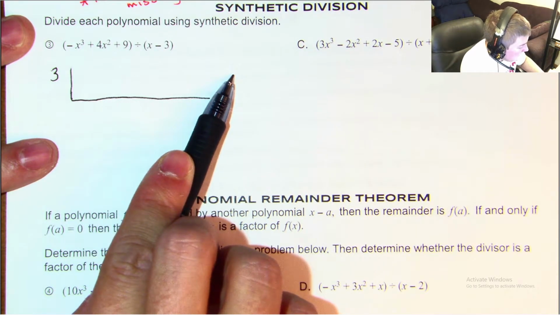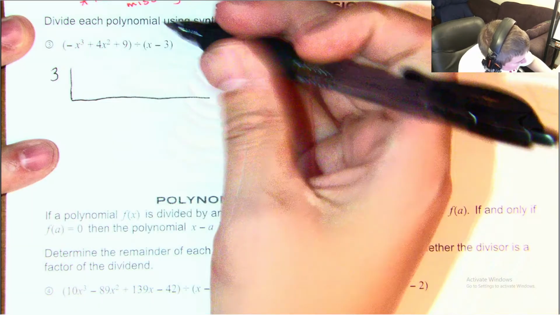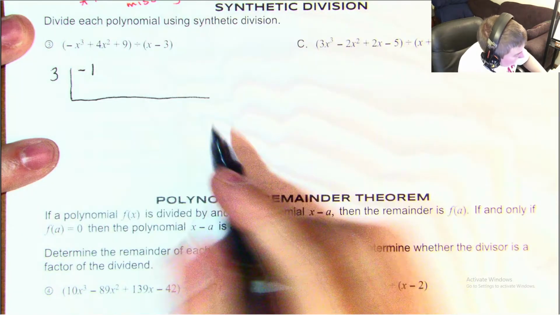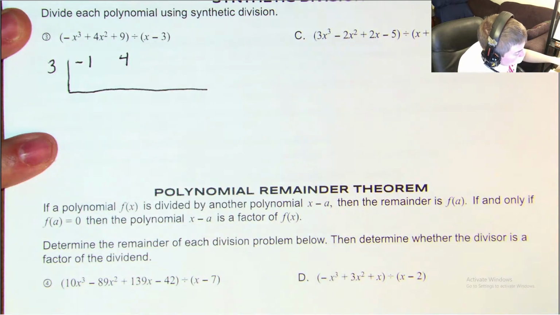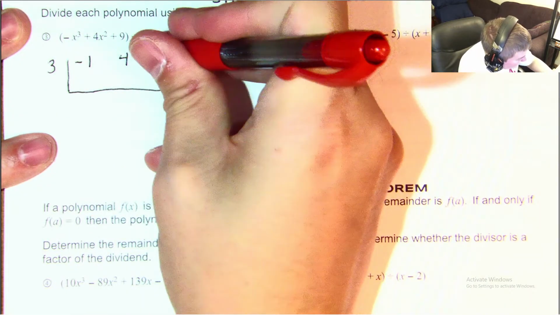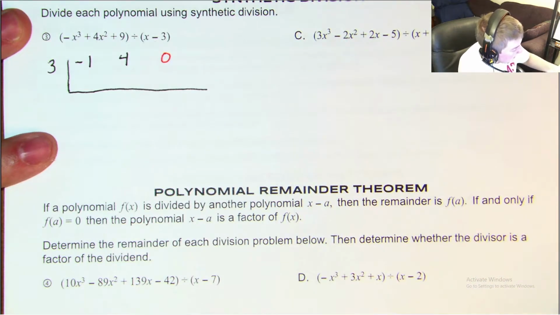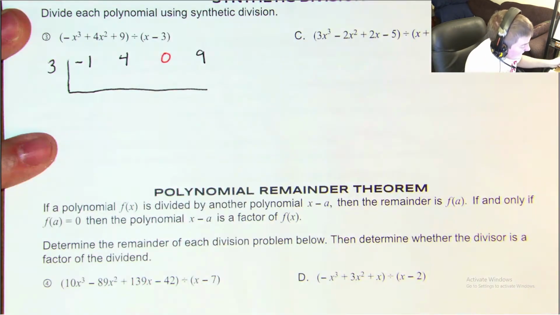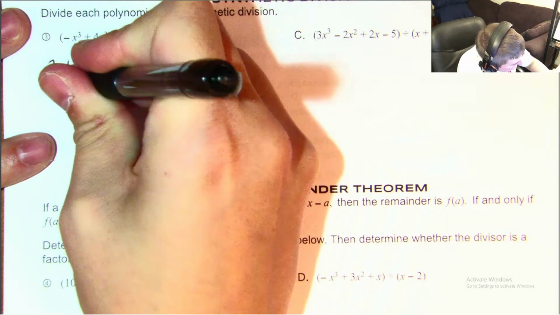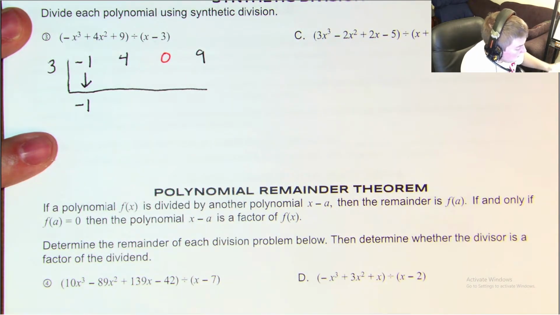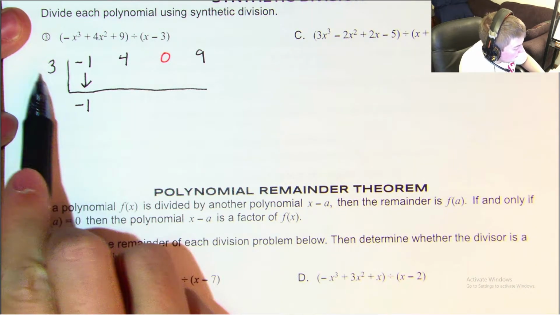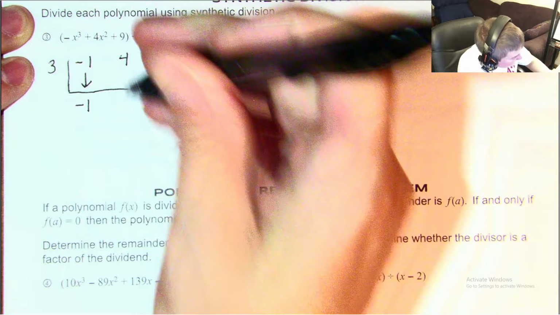Okay, and so this would be negative 1 and then 4. Okay, we're missing the x term, so that would be a 0x and then 9. Okay, you can go ahead and start by dropping this thing down here to negative 1. Okay, and then what you're going to do is you're going to go 3 times negative 1 is negative 3, and then you just add.